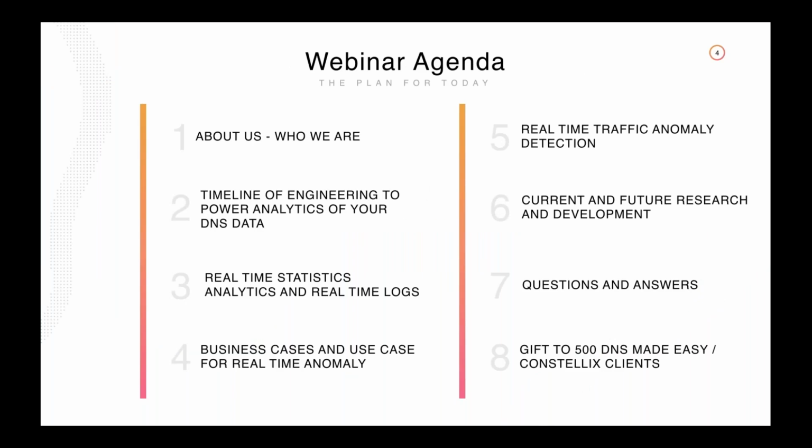And so first I want to talk about who we are. This is our webinar agenda. We're going to talk about our timeline of how we got here. We're going to talk about the features we've had for a few years now, which is the real-time statistics and the analytics and real-time logs. We're going to talk about the business case and the use case and why do we want this? Why do you want AI, ML? Why do you want artificial intelligence, machine learning? And why do you want this to be used in your DNS traffic? We're going to talk about what we currently offer with our real-time traffic anomaly detection. We're going to have a little bit of our current future research and development. And we're going to have a questions and answer section.